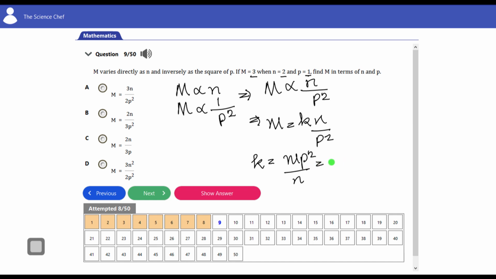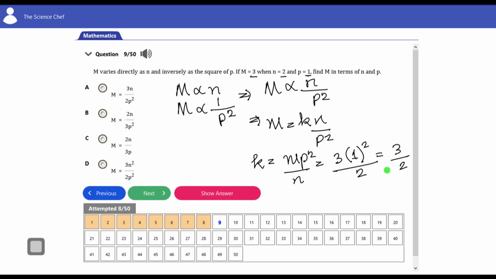That is 3 times (1) all squared. This square is for P alone, not all of them. So that's why the 1 is in brackets. Then all over 2. So this gives us 3 over 2, right?